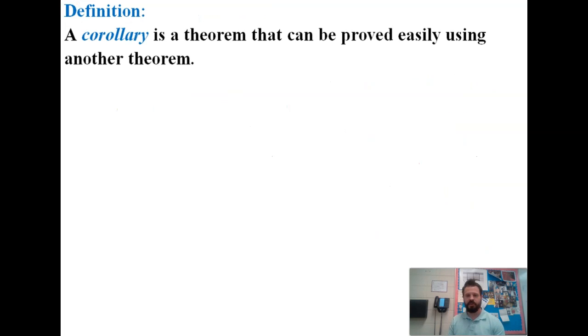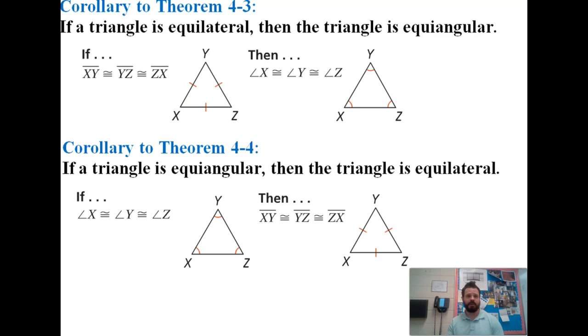All right, one more thing we're going to talk about today, and that's going to be a corollary to our isosceles triangle theorem. Now, a corollary is just a theorem that can be proved easily using another theorem. So, for example, I'm going to talk about corollaries dealing with equilateral triangles, and we'd say they're corollaries because once I have my isosceles triangle theorem, they're just a result of that theorem. Okay, so we have two of those.